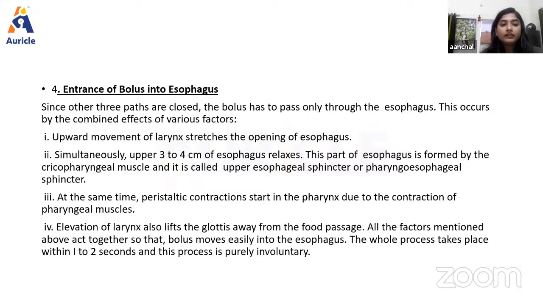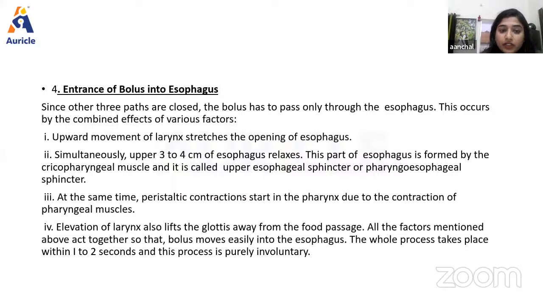Now the final thing, we have the entrance of the bolus into the esophagus. If the food is not going back into the oral cavity, not entering the nasopharynx, and not the larynx, then obviously food will enter from the pharynx into the esophagus. Since the other three pathways are closed, the bolus has to pass only into the esophagus, and this occurs by the combined effect of various factors.